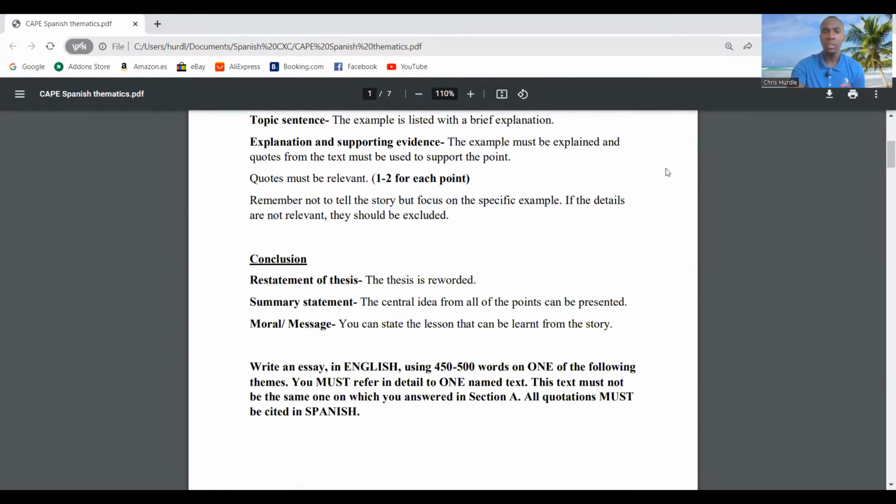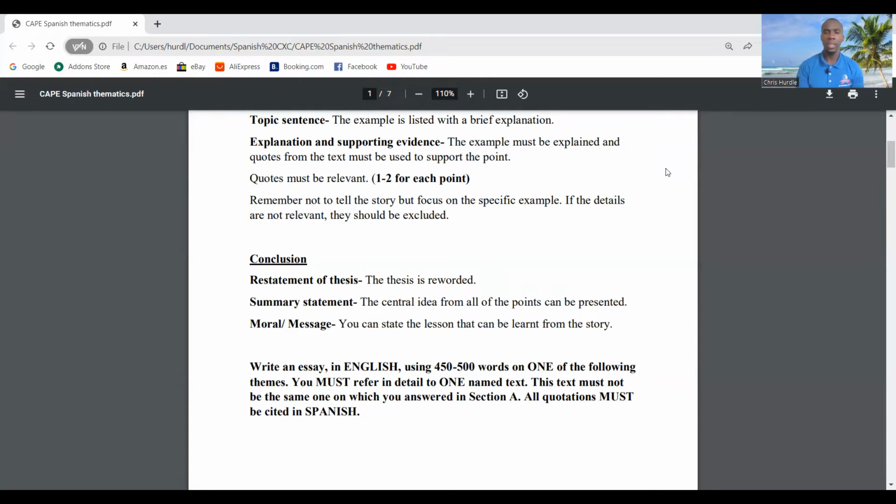And in conclusion, we restate our thesis, of course, in other words. And then we have a summary statement, which is going to be the central idea from all of the points presented, right? You're going to present three or four different examples, but they will all deal with the same theme, and you can extract the central message that emerges from those examples.